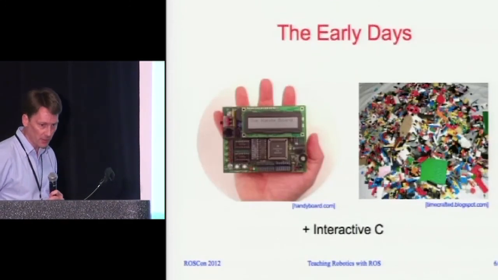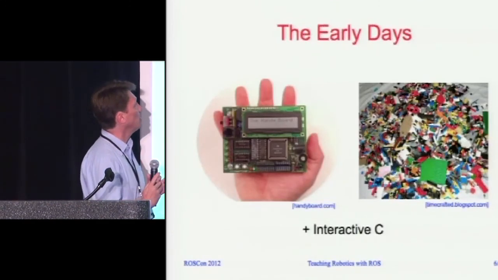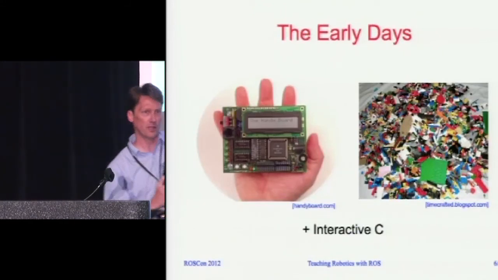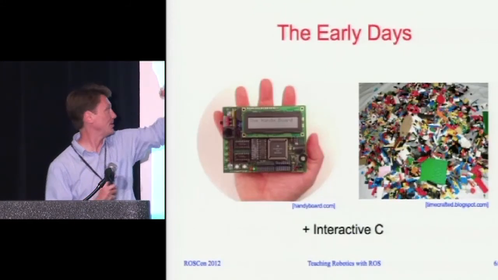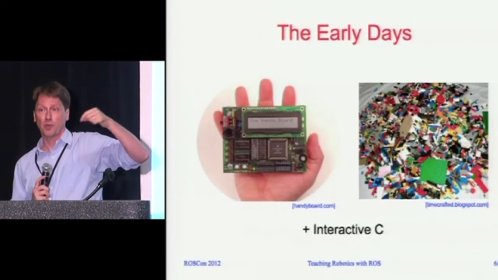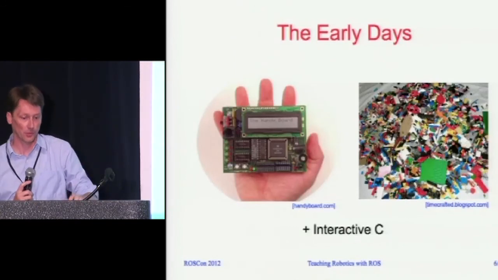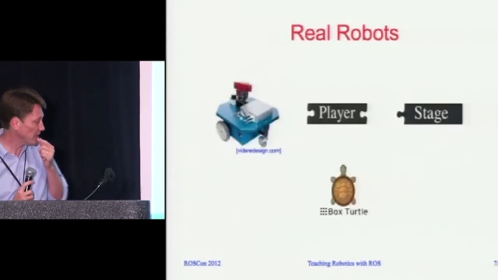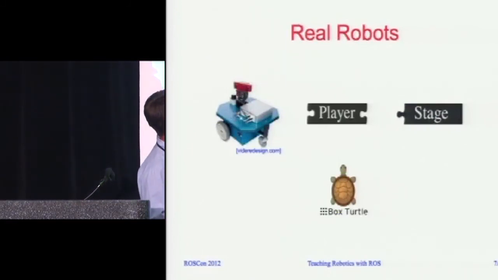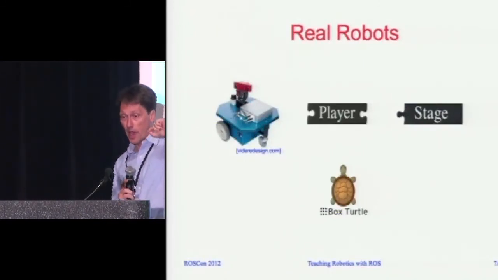When we started teaching it 12 years ago, we used the Handy Board. It's a fantastic 6811-based microprocessor. Anyone use that? Oh, the graybeards. And a whole pile of Lego. You build a robot, you stick a Handy Board on top of it, and it runs around. Very simple sensors, bump sensors, IR proximity sensors. Then we graduated to Videre Design's Erratic robot. I think it's called Erratic for a reason. And Player and Stage initially for a year or two. And that worked out really well.